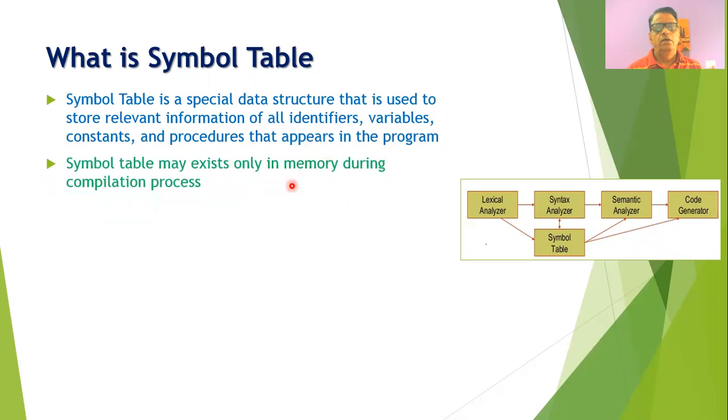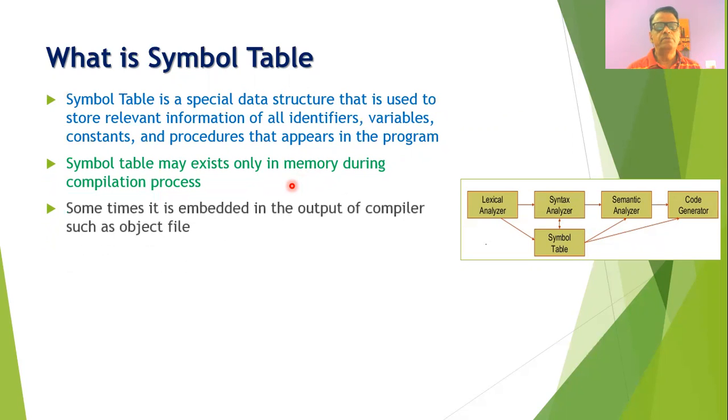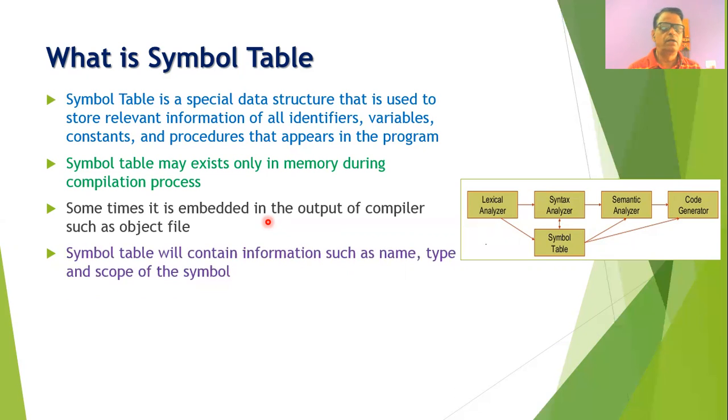Symbol table may exist only in memory during the compilation process. So the symbol table exists in memory and it is not stored on the hard drives. Sometimes the symbol table is also embedded in the output of the compiler as an object file. So whenever the symbol table and its information are required at runtime, it is embedded in the output of the compiler.